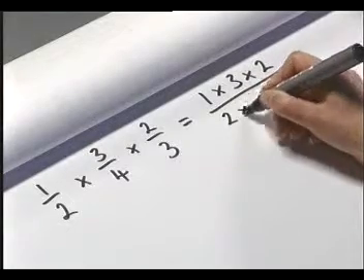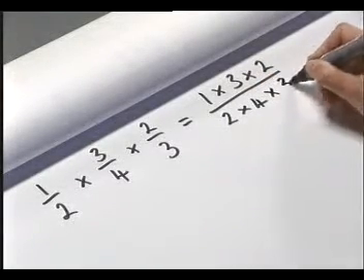Let's look at one more, this time involving 3 fractions. So let's have a half multiplied by 3/4 multiplied by 2/3. Exactly the same process as before. We're multiplying fractions, so we multiply their numerators. Doesn't matter how many there are. So it's 1 times 3 times 2. And we multiply their denominators. So that's 2 times 4 times 3.